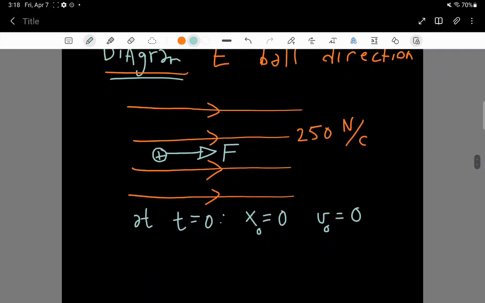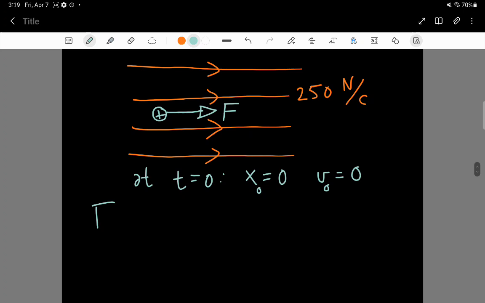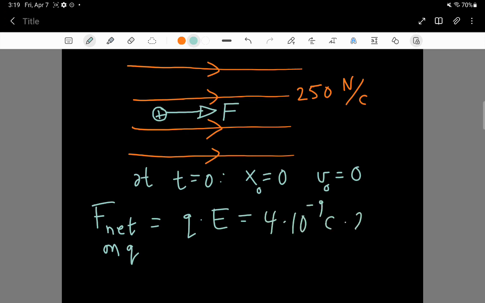The first thing that you're asked to calculate is the net force on the charge. So what is the net force on Q? That's one of the first questions that gets asked. The net force is only due to the electric field, so there's only one force that comprises the net force. The net force is just Q times E, where E is the electric field. So this is 4 times 10 to the minus 9 coulombs, and then 250 newtons per coulomb.